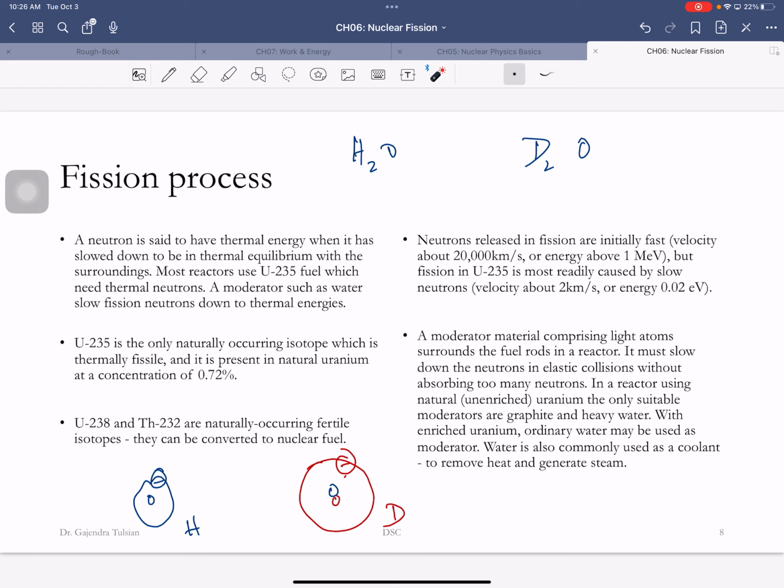So again, moderators are important to slow down neutrons, right? Depending on what your fuel is, you use the moderator. Moderators are graphite and heavy water in unenriched uranium. With enriched uranium, ordinary water may be used as moderator. Water is also commonly used as a coolant to remove heat and generate steam.